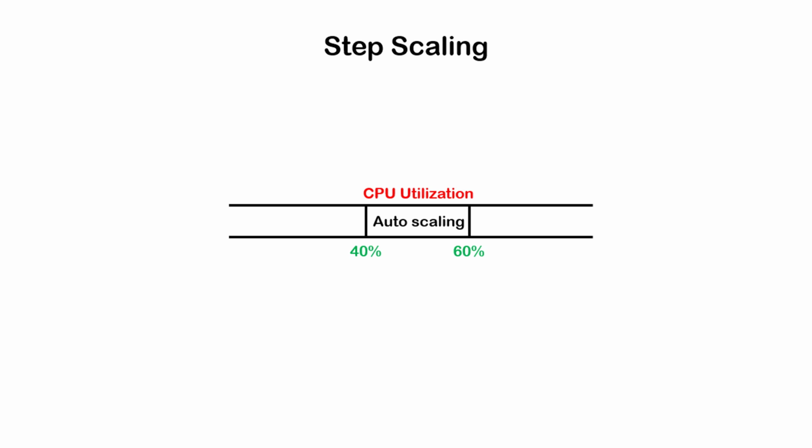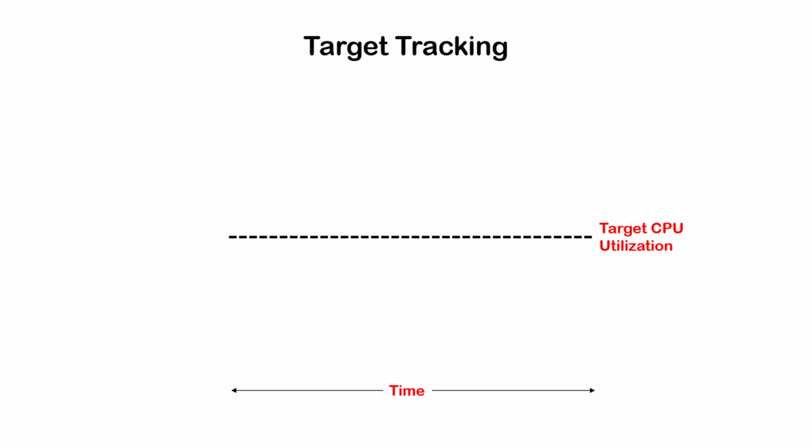In this example, nothing happens when the CPU utilization is between 40 and 60%. When the CPU utilization is greater than 60% and less than 80%, one instance is added. And when the utilization suddenly goes beyond 80%, 3 more instances are added. Since there is no cooling period after any scaling event, step scaling allows you to respond to sudden spikes in traffic. The next is target tracking scaling policy.